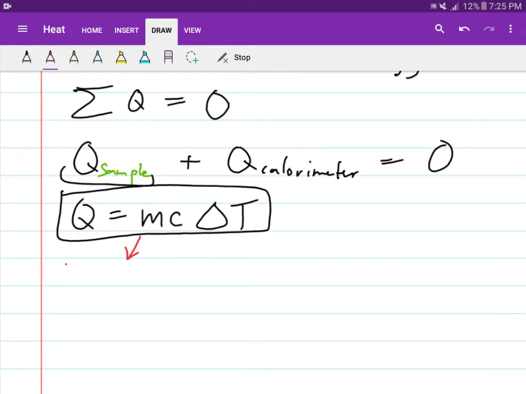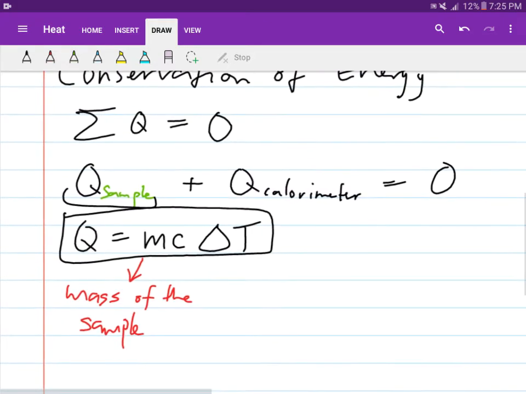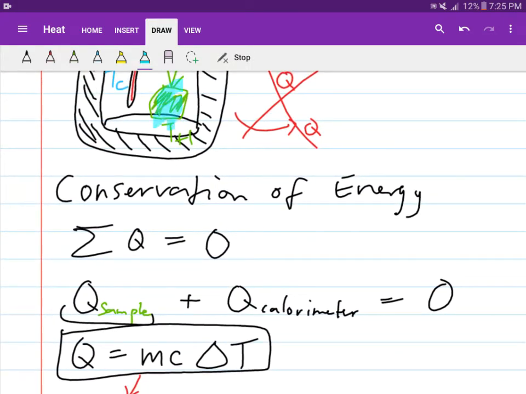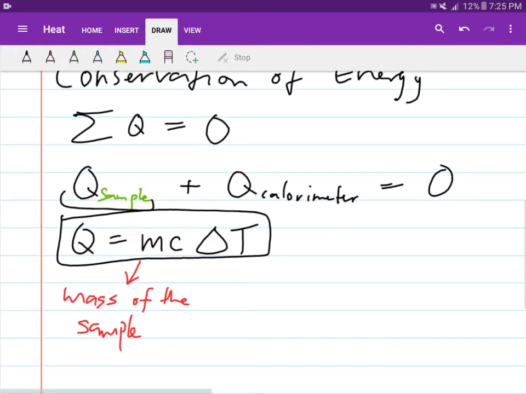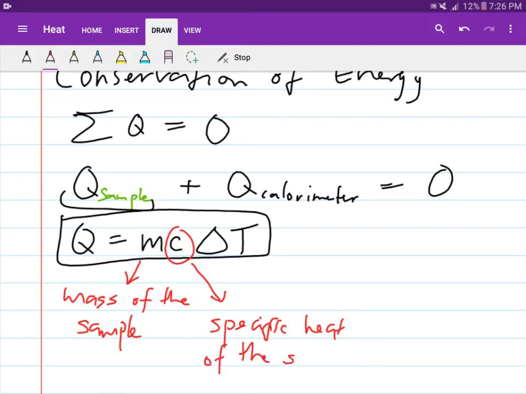So m is the mass of the sample, whatever the sample is. C is usually the goal of the calorimetry. So this is the specific heat of the sample, and delta T would be the change in temperature of the sample.